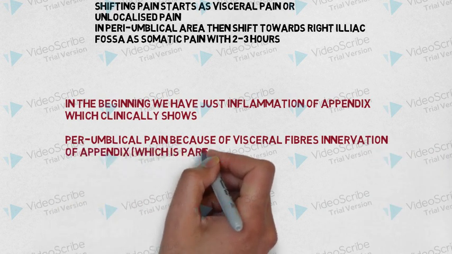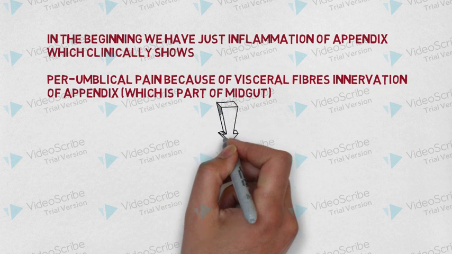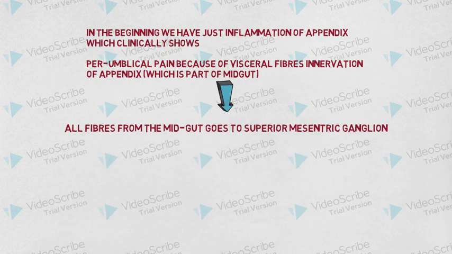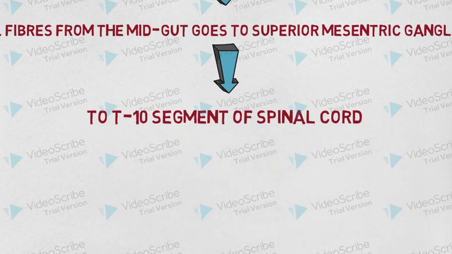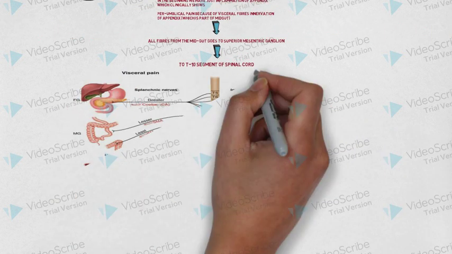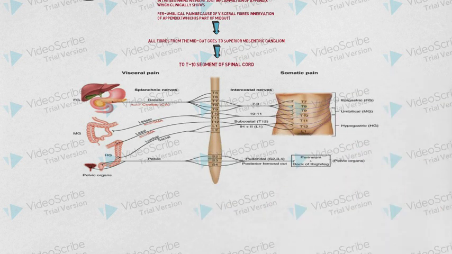Now, in the first phase, we have just inflammation of appendix. And we know that appendix is supplied by the superior mesenteric artery, superior mesenteric ganglion, which in turn supply the T10 segment of spinal cord, as you can see here in the picture. Now you can see also that T10 segment of spinal cord supplies the skin around the navel. And that's why the patient in initial phase complain about the pain, which is visceral pain around the periumbilicus.